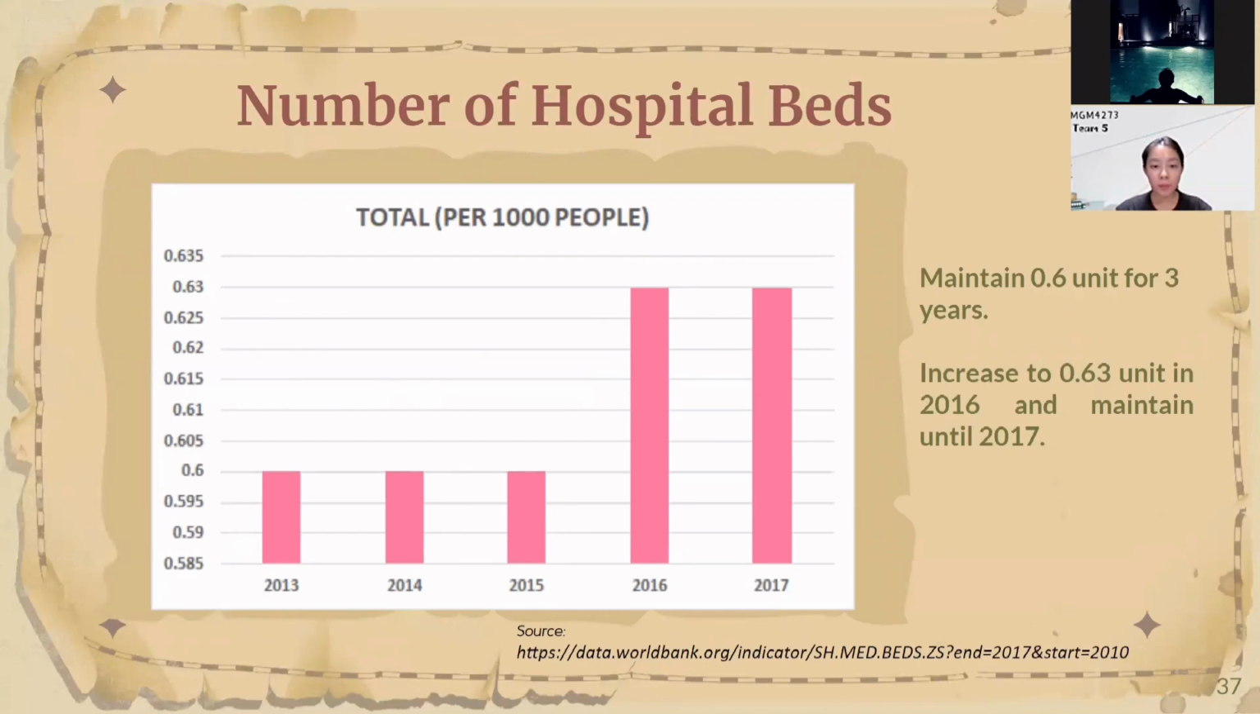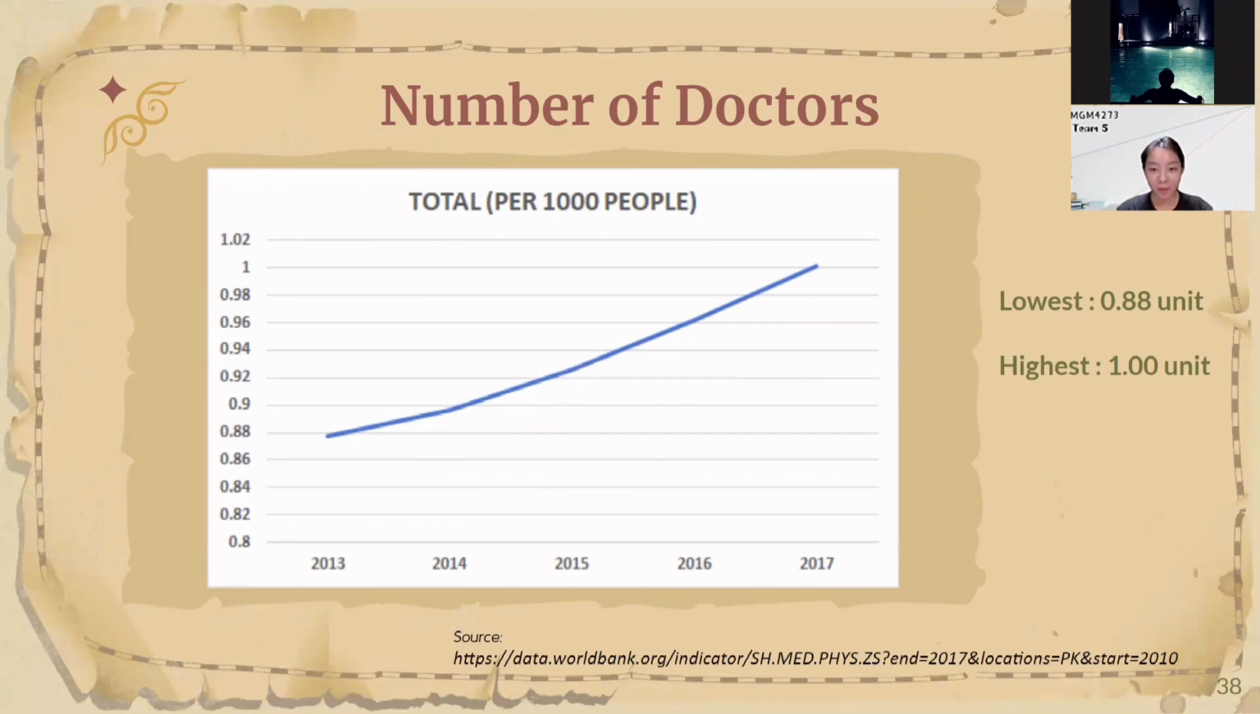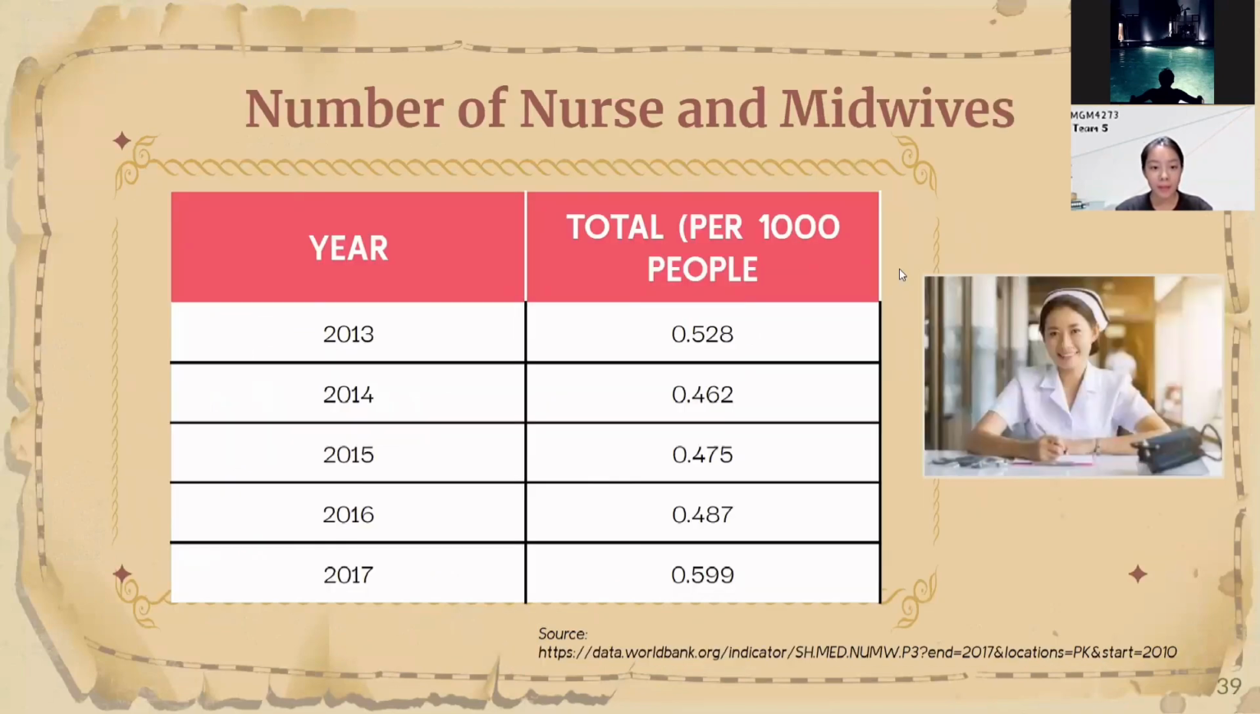Next, let's move on to the number of hospital beds. From the graphic, it shows the number of hospital beds maintained 0.6% from 2013 to 2015, increased by 0.03% from 2015 to 2016, and kept maintaining from 2016 to 2017. Okay, next slide, please. Next, let's talk about the number of doctors. From the graphic, it shows the number of doctors increasing from 2013 to 2017, and the lowest point is 0.88%. The highest point is 1%. Next slide, please.